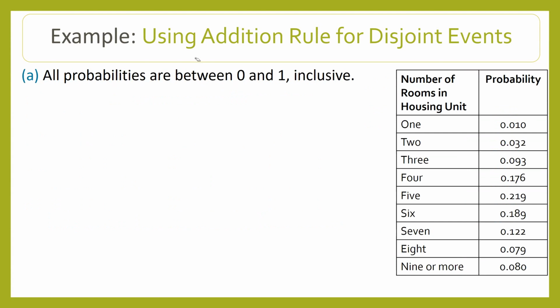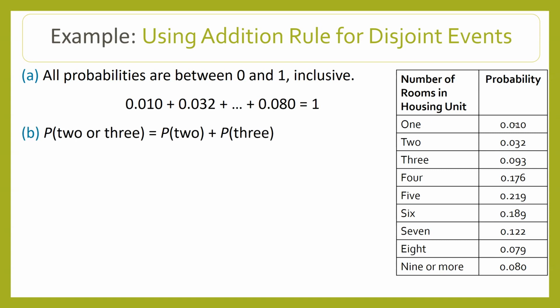Okay, so let's start from the first one. Clearly, all the probabilities given in this table, none of them is below 0 or above 1. So this satisfies the first rule. And of course, if you add all the numbers together, you will get 1. So this is a probability model.